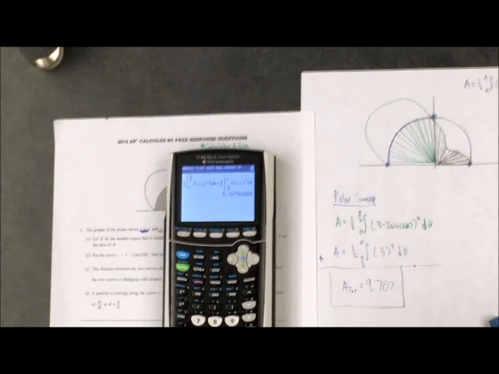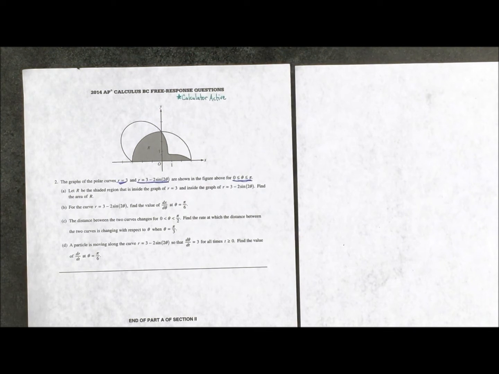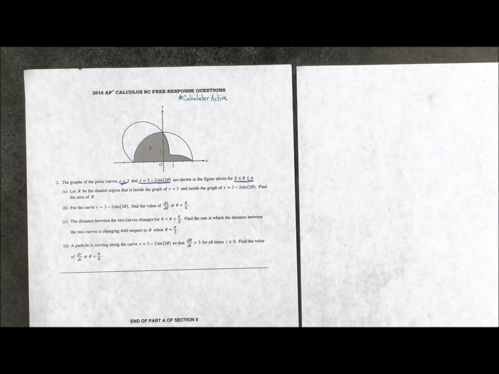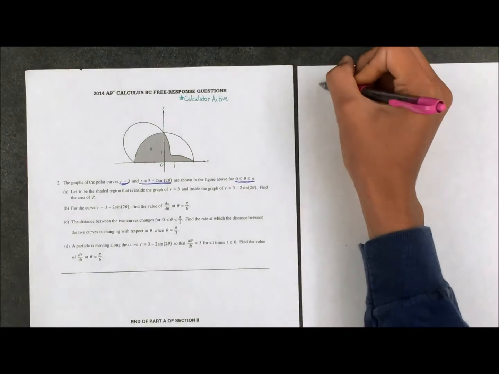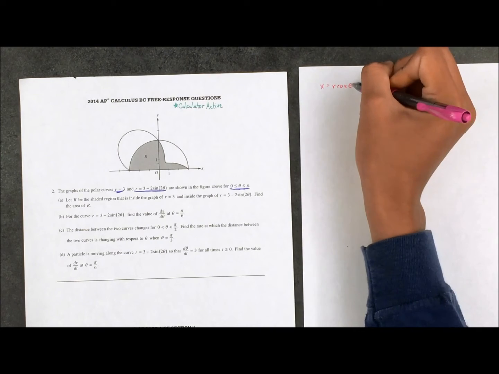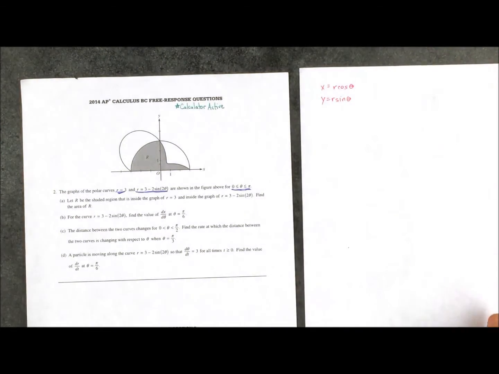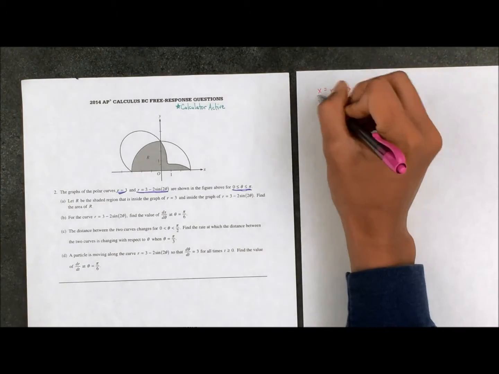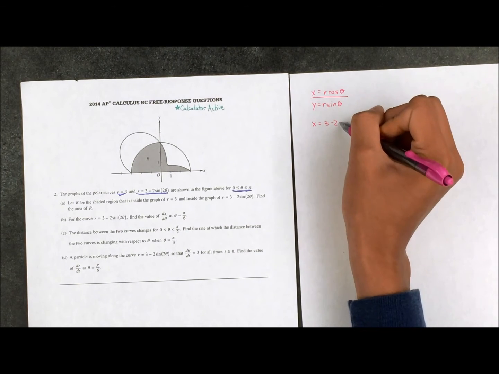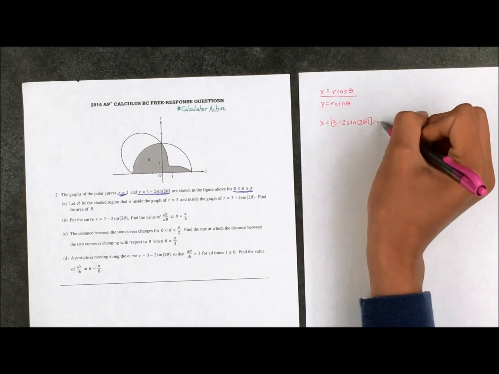9.707. Alright, now let's do part B. To find the value of dx d theta at theta equals pi over 6, you'll have to change the equation from polar mode to rectangular or function. And to do that, the equations are x equals r cosine theta and y equals r sine theta. It's asking for dx d theta, so we want to find the x coordinate. So it would be x equals 3 minus 2 sine 2 theta all times cosine theta.